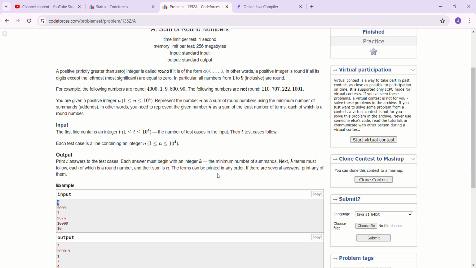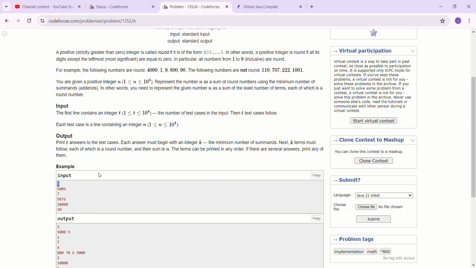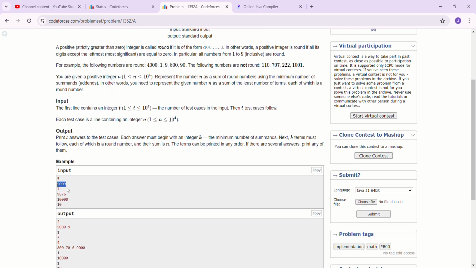So let us see the first test case and understand what the question is saying. We are given 5009. The question says to extract the count of round numbers from this integer, meaning how many round numbers can be found from this integer. Also print those round numbers.